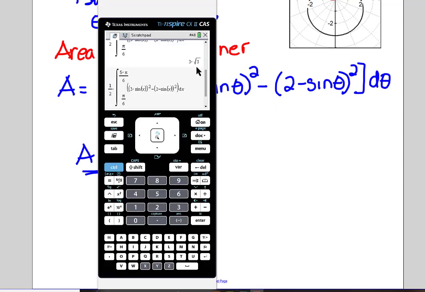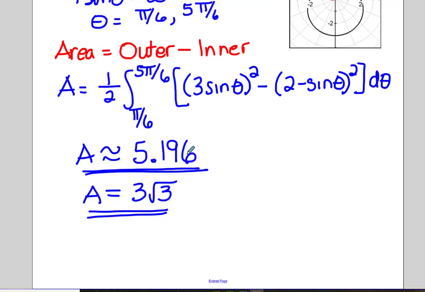And you can tell the exact answer is 3 times the square root of 3, and the decimal answer is 5.196. So depending on which graphing utility you use, your calculator may go straight to the decimal approximation. If you have the CAS version of the Inspire, you're going to get the exact answer.